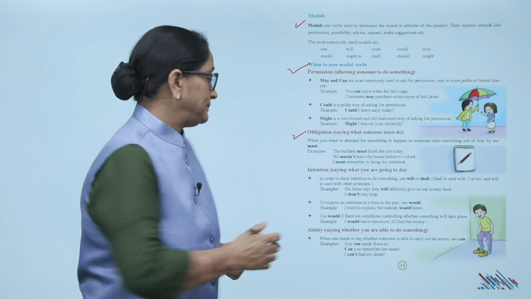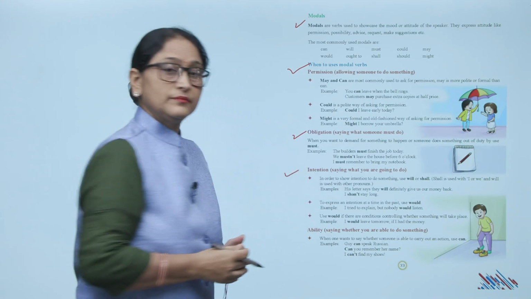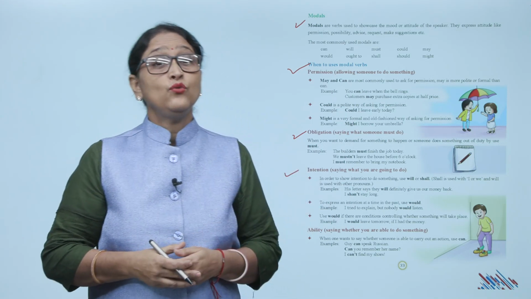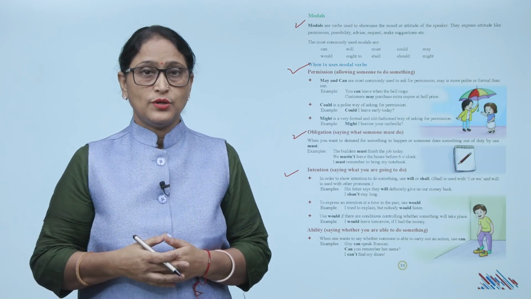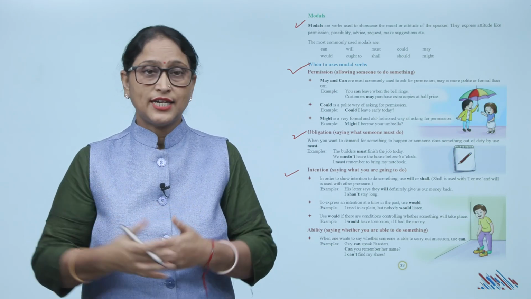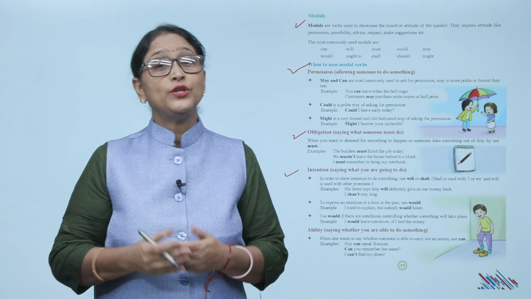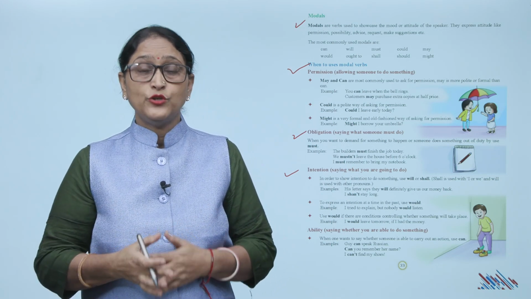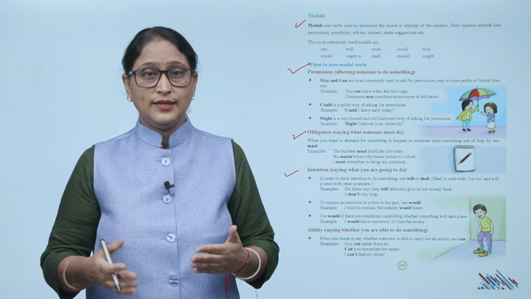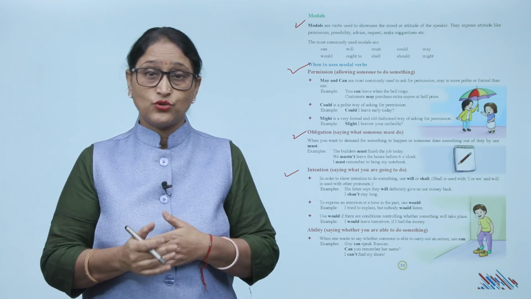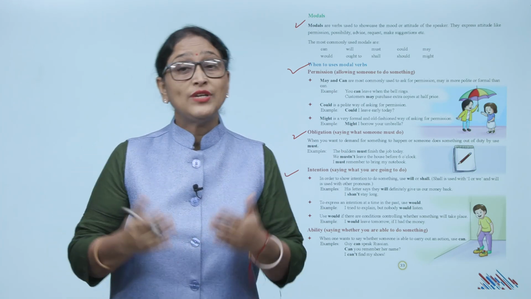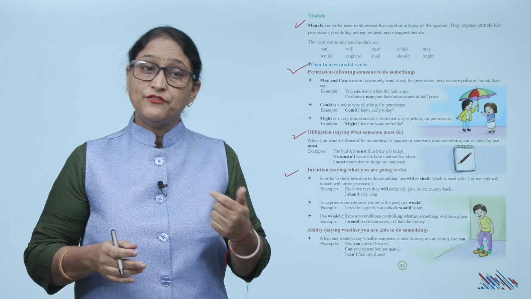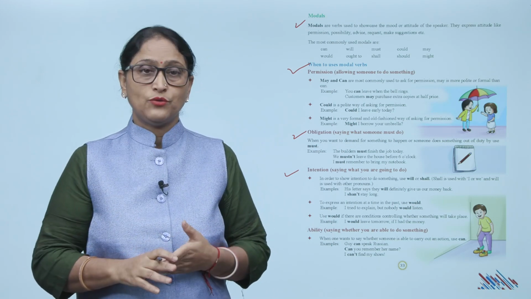Intention. Saying what you are going to do. आपका intention क्या है? आप क्या करने जा रहे हो? In order to show intention to do something, use will or shall. Intention के लिए will और shall का use करेंगे. Shall is used with I or we and will is used with other pronouns.